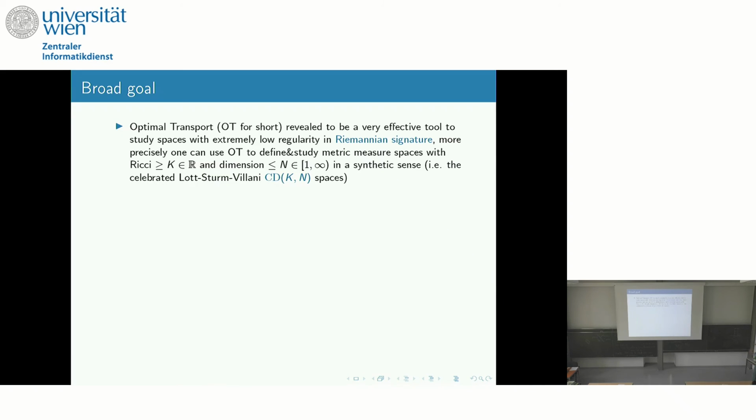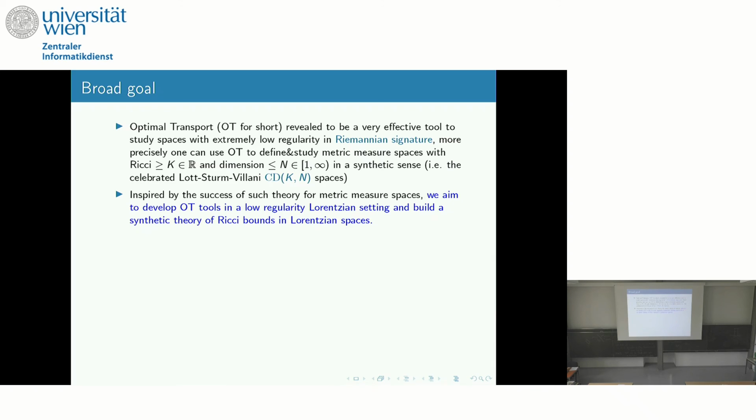Basically, it is the following. Optimal transport has revealed itself to be a very effective tool for studying spaces with extremely low regularity in the Riemannian signature. More precisely, one can use optimal transport to define and study metric measure spaces with Ricci bounded below by K and dimension bounded above by N, in a synthetic sense, and this is the celebrated theory of CD(K,N) spaces of Lott-Sturm-Villani. Now, inspired by the success of this theory of metric measure spaces satisfying the CD(K,N) condition, we aim to develop optimal transport tools in the low regularity Lorentzian setting and build a synthetic theory of Ricci bounds in Lorentzian signature.